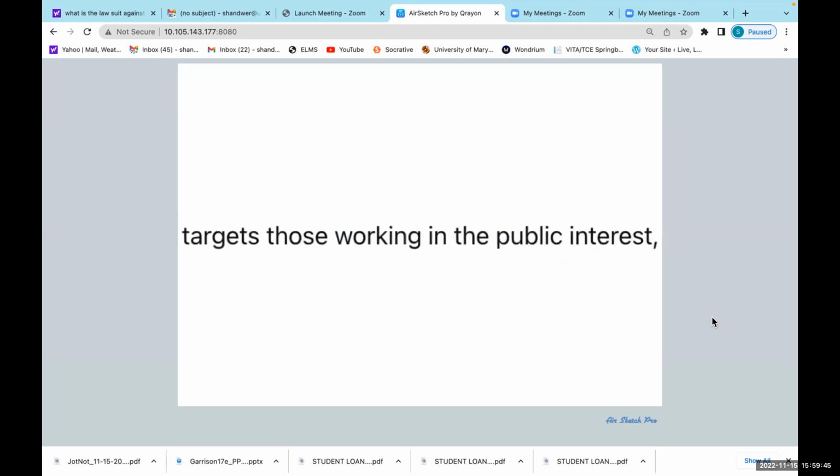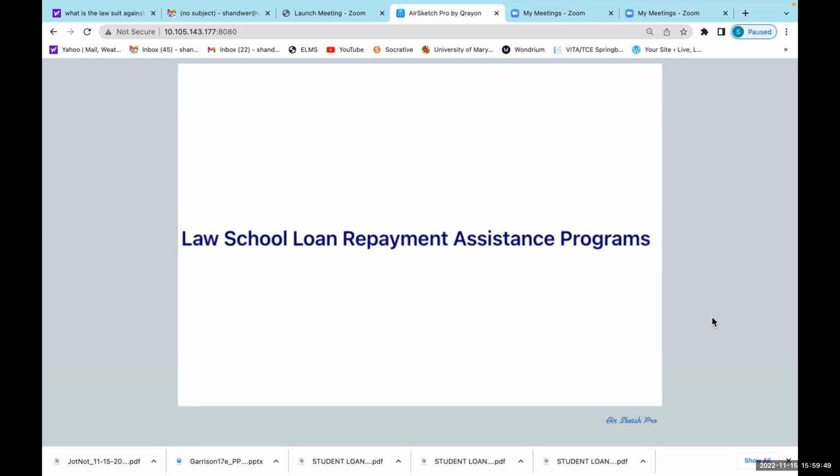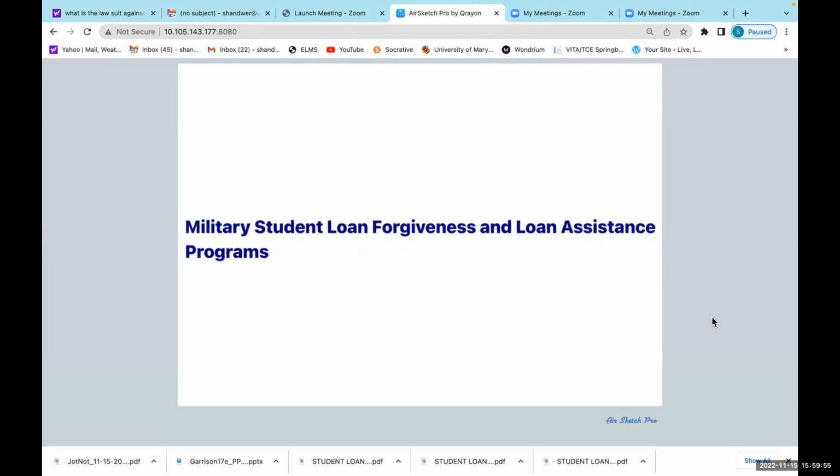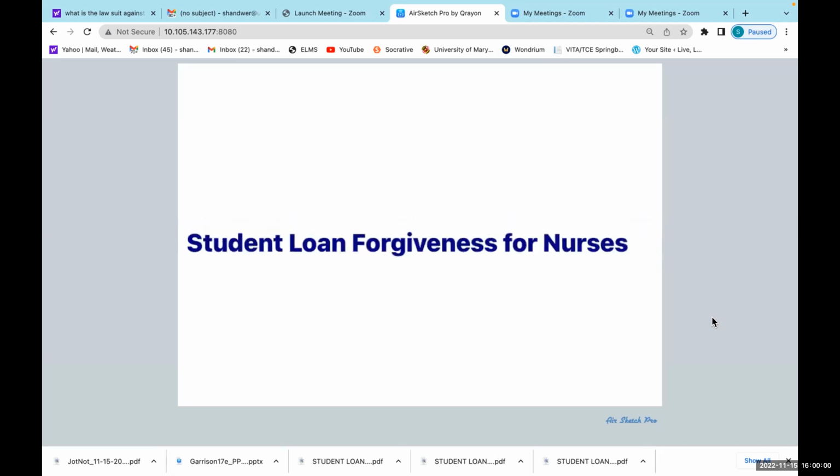It targets if you work in the public interest, so you'd be like a public defender, and that's when it would apply. There's a couple other programs law school repayment assistance has. The military, most people are aware of that, but just so you know, there's forgiveness and nurses. Look at that, nurses too.